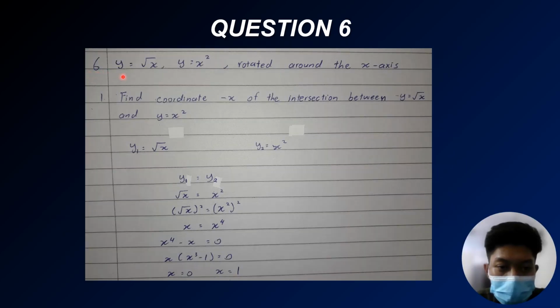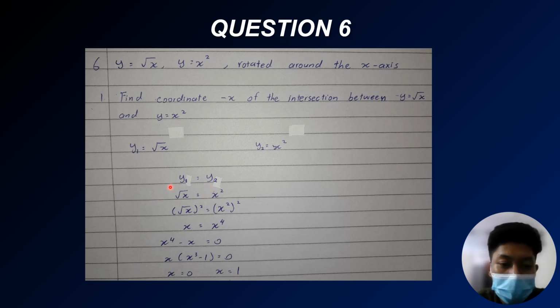Question C. y equal to square root of x, y equal to x power 2, rotated around the x-axis. Number 1: find the x coordinate of the intersection between y equal to square root of x and y equal to x power of 2. Let y1 equal square root of x and y2 equal x power of 2. Set y1 equal to y2.